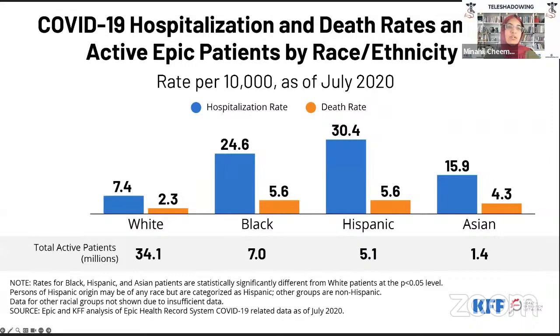So you can see here the COVID-19 hospitalization and death rates among active EPIC patients by race, and EPIC is the electronic medical record of major hospital systems. You can see here, white hospitalization rate 7.4% and 2.3, not percent, in the millions. So white patients just had 2.3 million, whereas Black patients, more death rate across Hispanic populations and slightly in Asian as well. But you can see here the hospitalization rate was much, much higher. There's a clear disparity between minority groups and whites in terms of hospitalization rate and death rate.